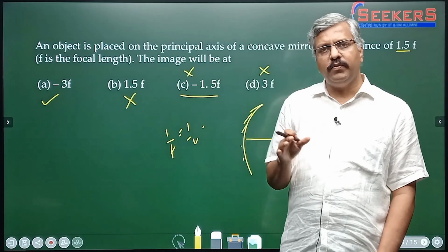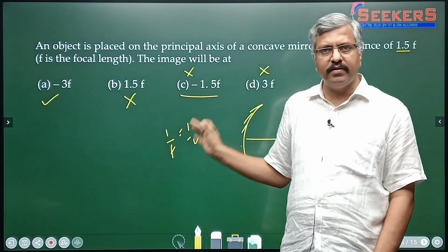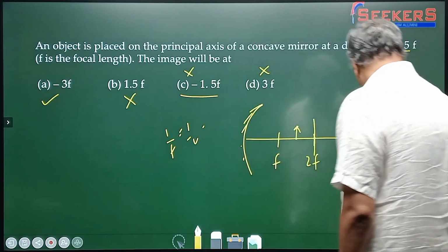I have taken all the questions from optics which have come in the last 4-5 years. Okay, and this is the level of the questions which have come. Let's do a few more.